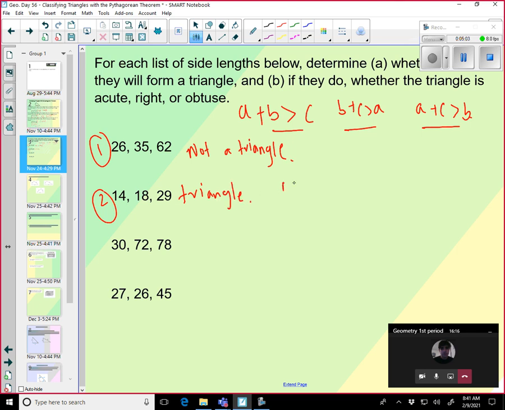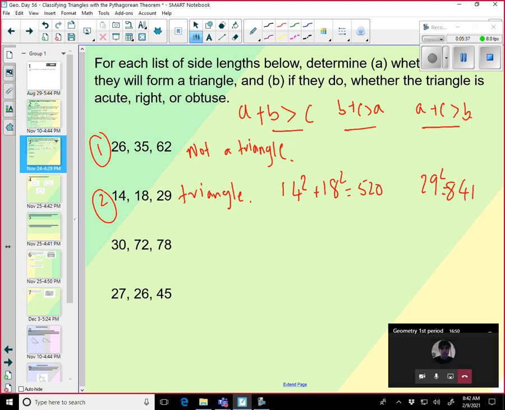Let's do 14 square plus 18 square and compare it with 29 square. 14 square plus 18 square, if you use a calculator, it should give you 520. And the largest side square, let's see what it is. 29 square is nothing but 841.